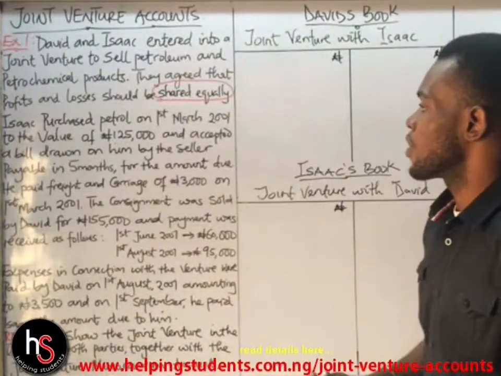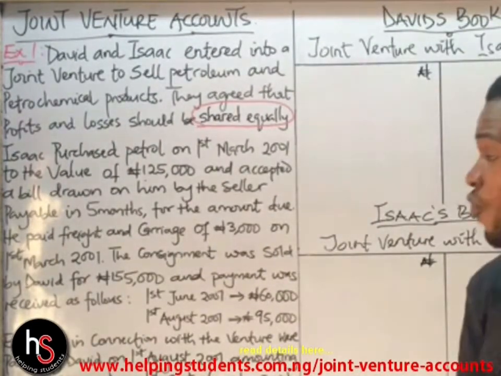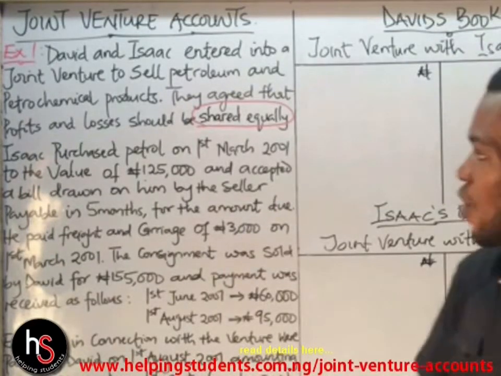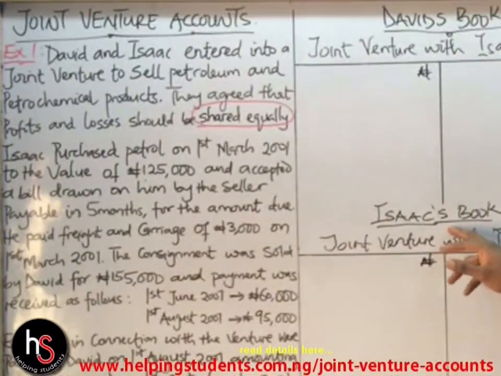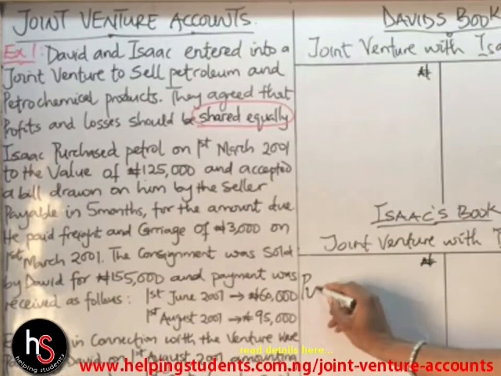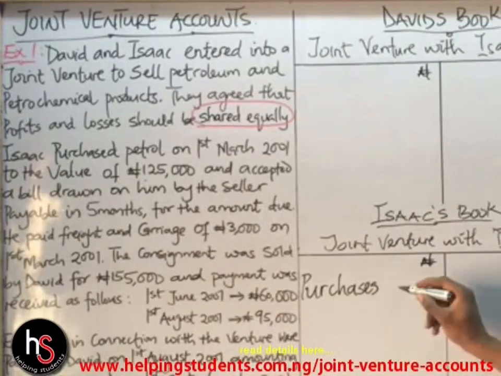Alright? Now Isaac purchased petroleum on the 1st of March 2001 to the value of 125,000. Now, it has to do with Isaac, alright? So you come under Isaac's book and you write what? Purchases, because they say he purchased petroleum. So we have purchases. And how much was it? 125,000.